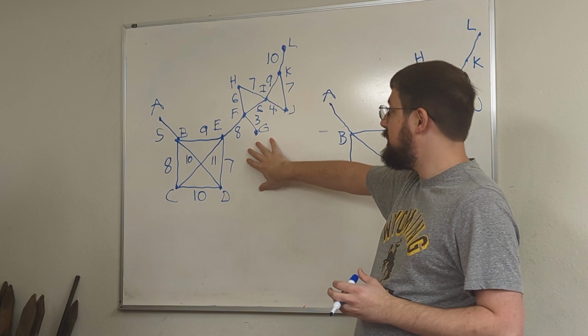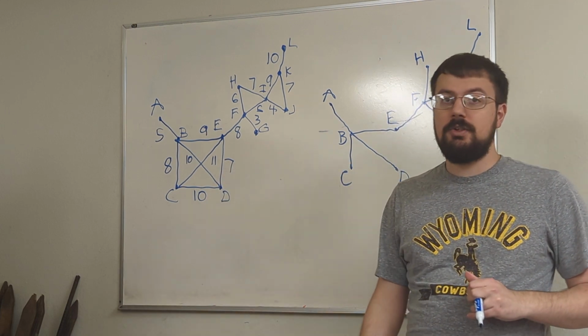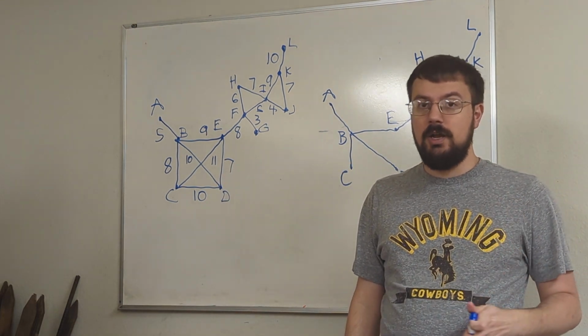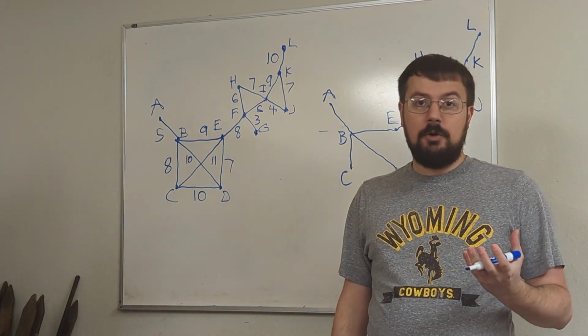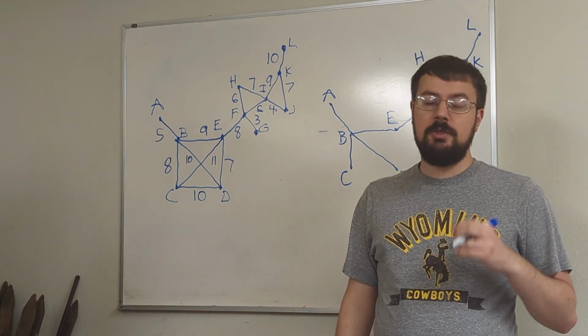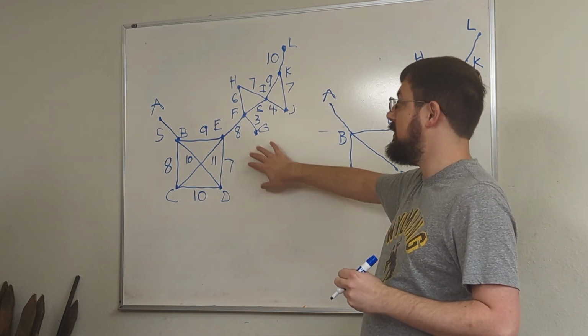We have a spanning tree of this network, but instead of going for the lowest total weight, we're going for the highest total weight. Now in the next video, we will look at an algorithm that will allow us to find both the minimum and maximum spanning tree for this network.